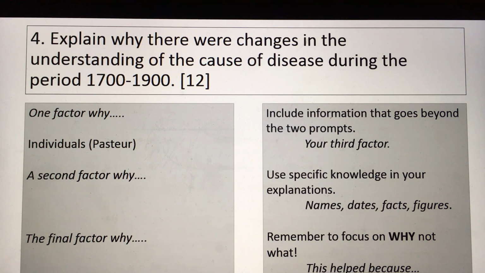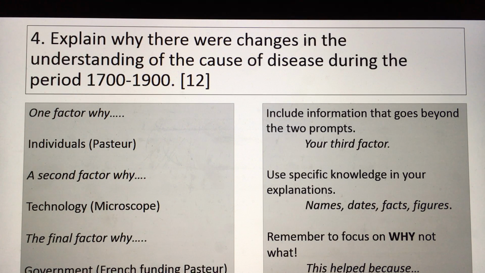Okay? So for this question, we might talk about individuals as our factor to start with, such as Pasteur, who developed germ theory during his time period. Second factor, we might look at technology as a factor, and that the microscope was invented during this time period. This helped see things at a smaller level. Germs could be identified, and then so on and so on. And then a final factor, we could look at government, and this is quite a tenuous one, but the French government actually funded Pasteur in his research, and the same goes for Robert Koch and the German government.